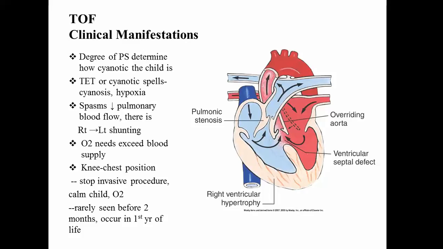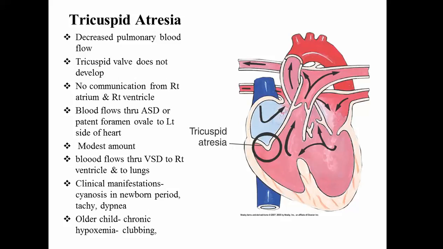All right, so now we're going to move on and talk about tricuspid atresia. Remember, this is still a defect where there's decreased pulmonary blood flow. Tricuspid atresia is often associated with other defects like pulmonic stenosis or transposition of the great arteries. But that's just incidental information. You just need to know that. With tricuspid atresia, the valve does not develop. So here you can see there's no opening.